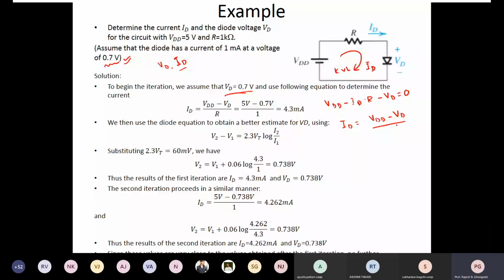Now if I substitute the values 5 volts, 0.7 volts, 1 kilo ohm, I get Id as 4.3 milliamperes. This is the very first estimate. Please remember, this is not the final answer.